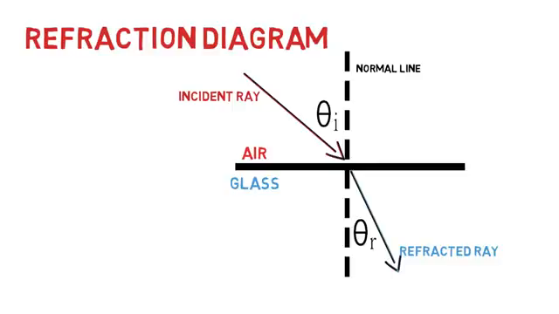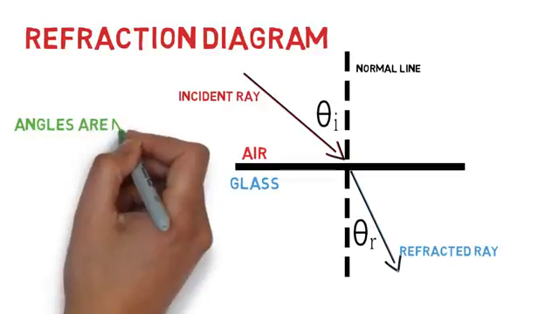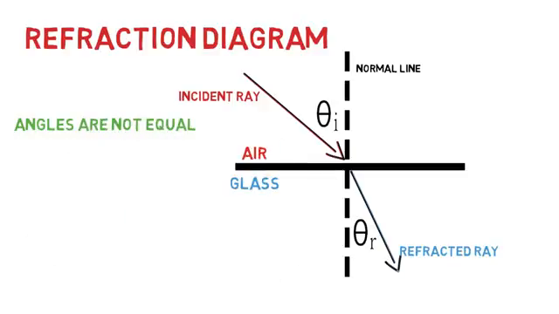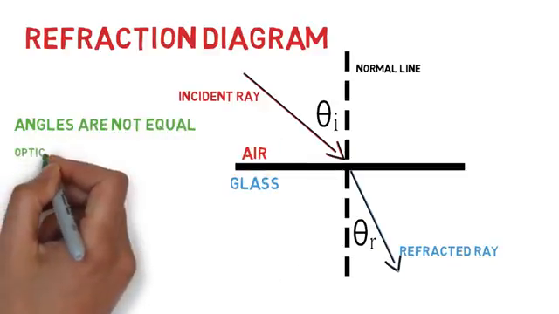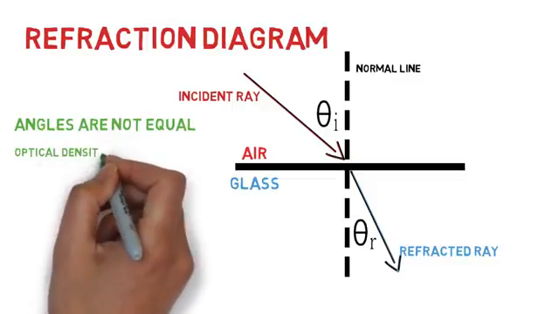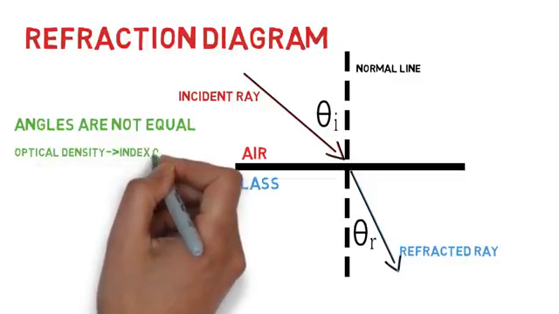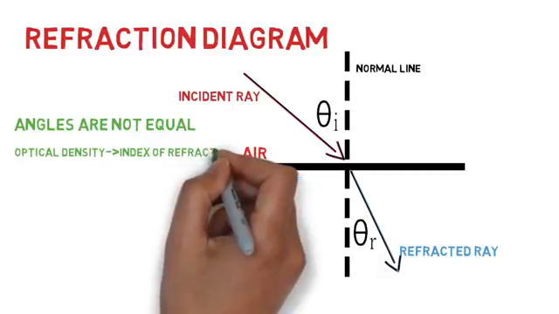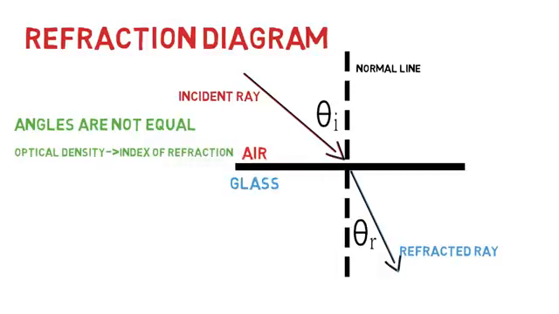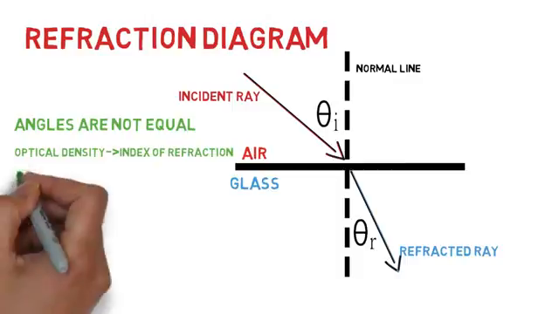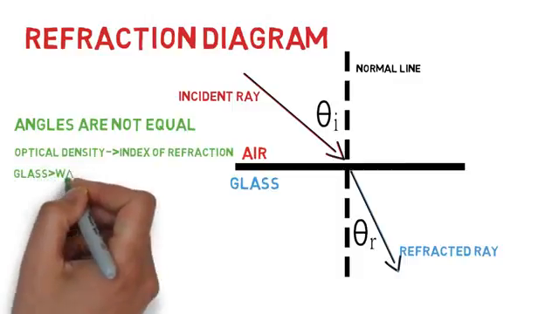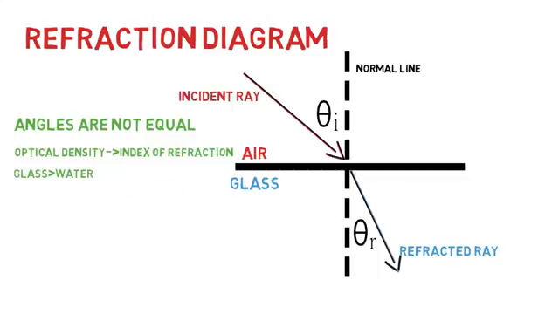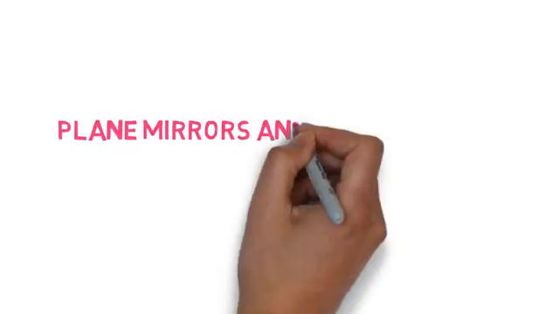Some key points to note in a refraction diagram are that the angle of incidence and the angle of refraction are never equal, and that the amount of refraction toward the normal line depends on the optical density of the medium, indicated through a value called the index of refraction. A denser medium will have a higher index of refraction, resulting in an increased refraction of a light ray. For example, glass, which is denser than water, will cause greater light refraction. So now let's move on to talk about plane mirrors and convex lenses.